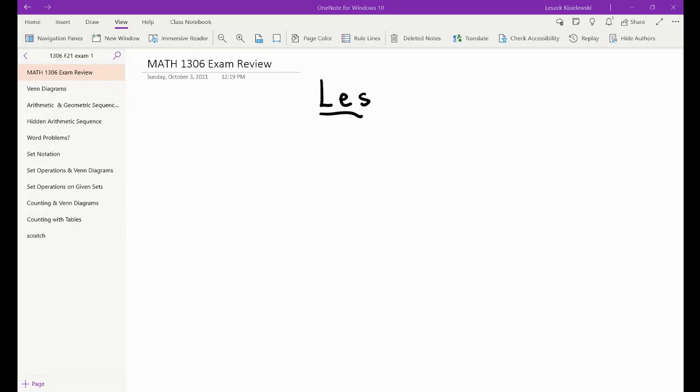So what we'll be covering today, I believe, is sequences: arithmetic, geometric, and the so-called hidden arithmetic sequences. I tried to dig out some old word problems from Art of Problem Solving that I did 10 years ago. We'll look at set notation and set operations, when you're given a set or just given Venn diagrams. We're also going to count with Venn diagrams and tables.